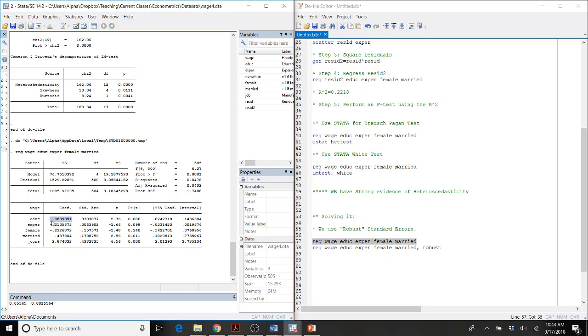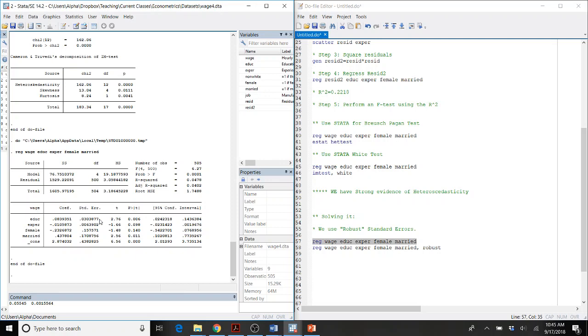Here's the coefficient estimate. Heteroscedasticity does not affect this. Does not affect the coefficient on experience. Doesn't affect the coefficient on female. Doesn't affect the coefficient on education, right? It does not affect the coefficients. What it does is it causes bias in the standard errors. Okay, so here are the standard errors.